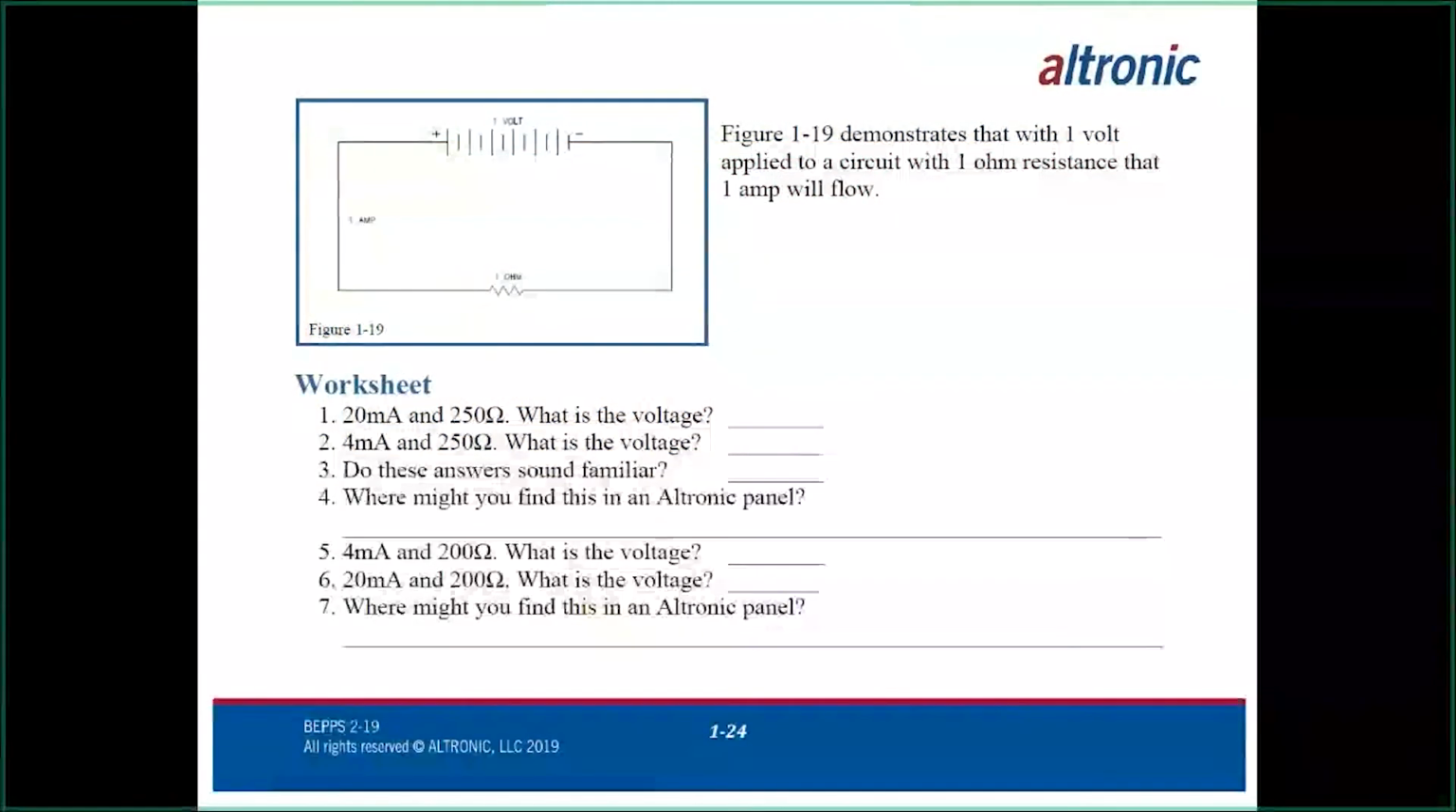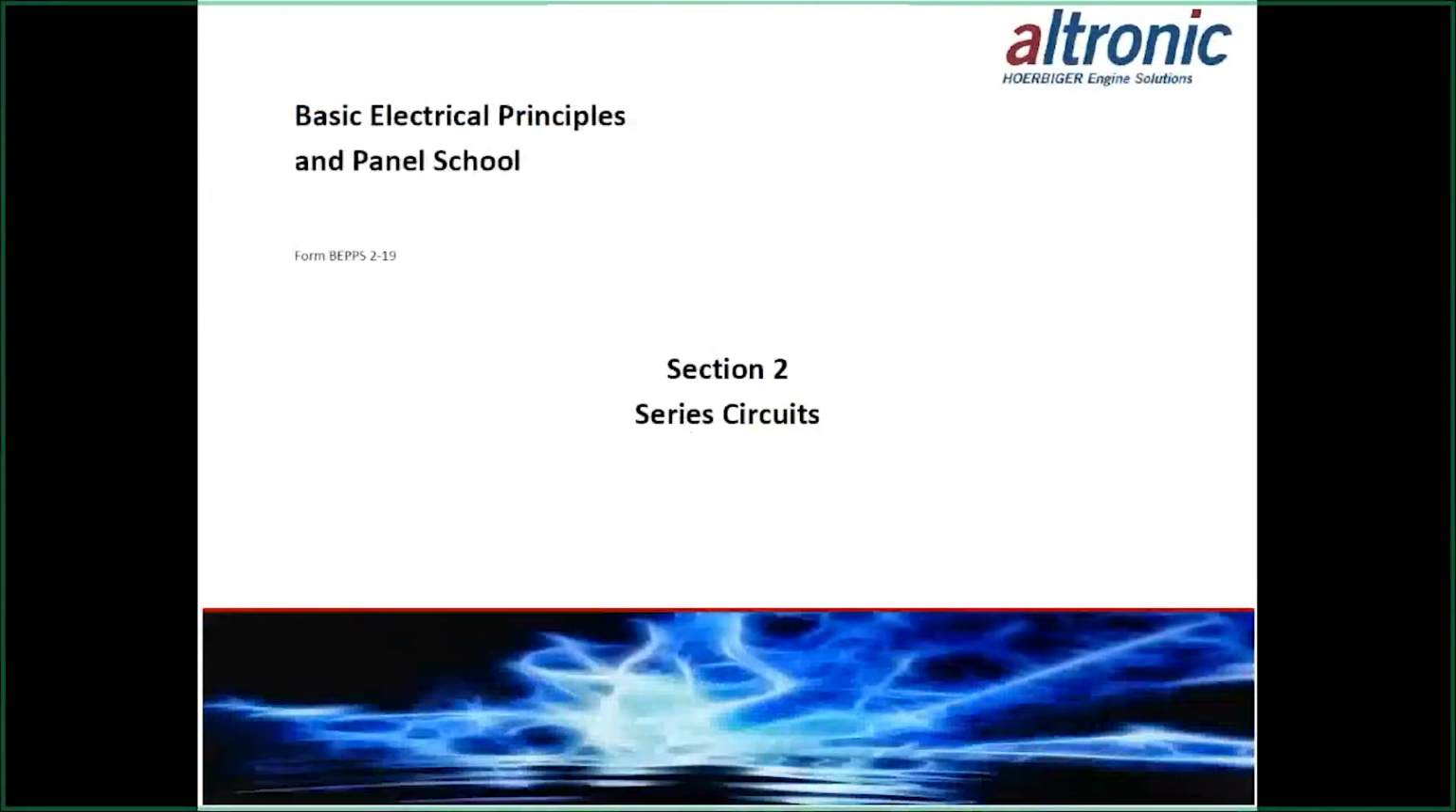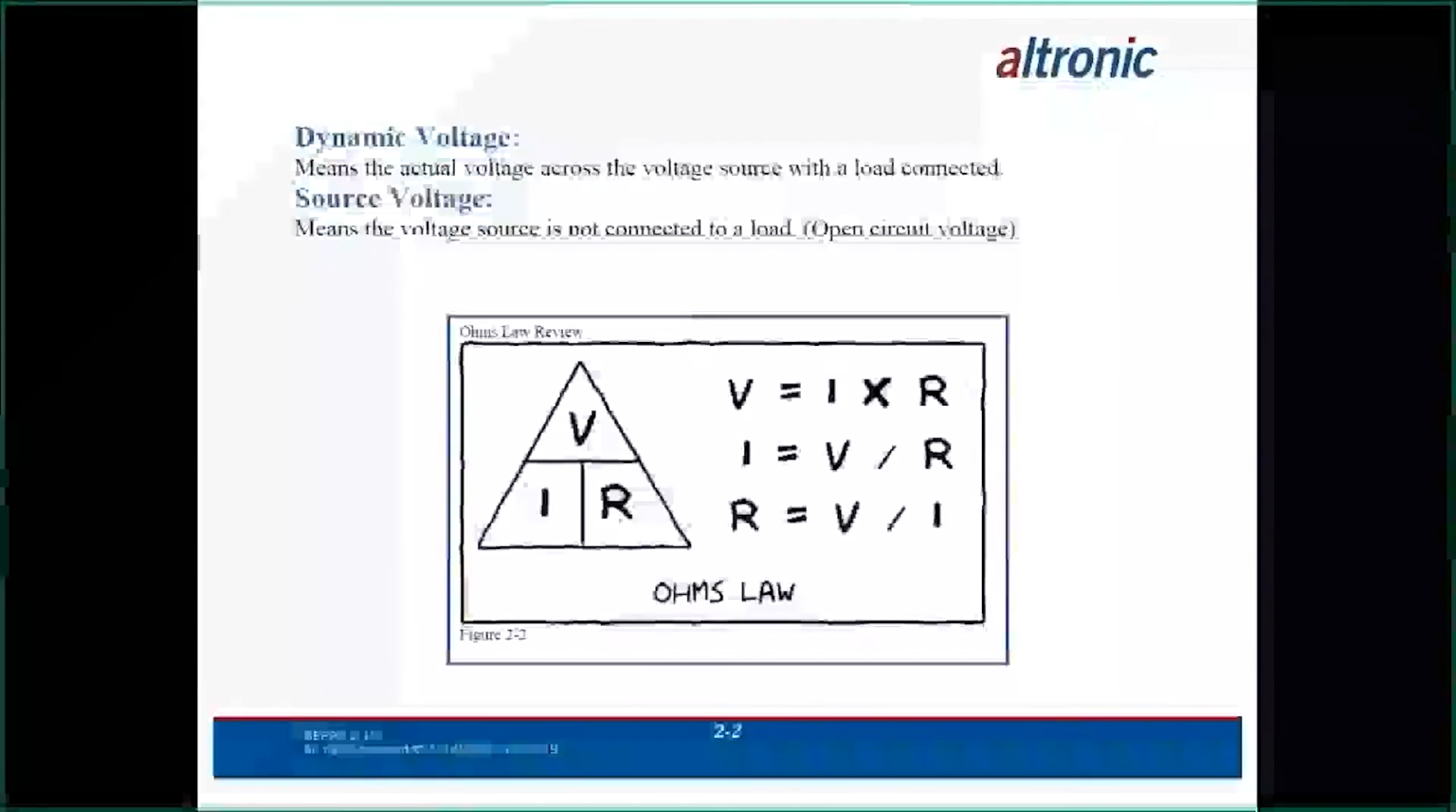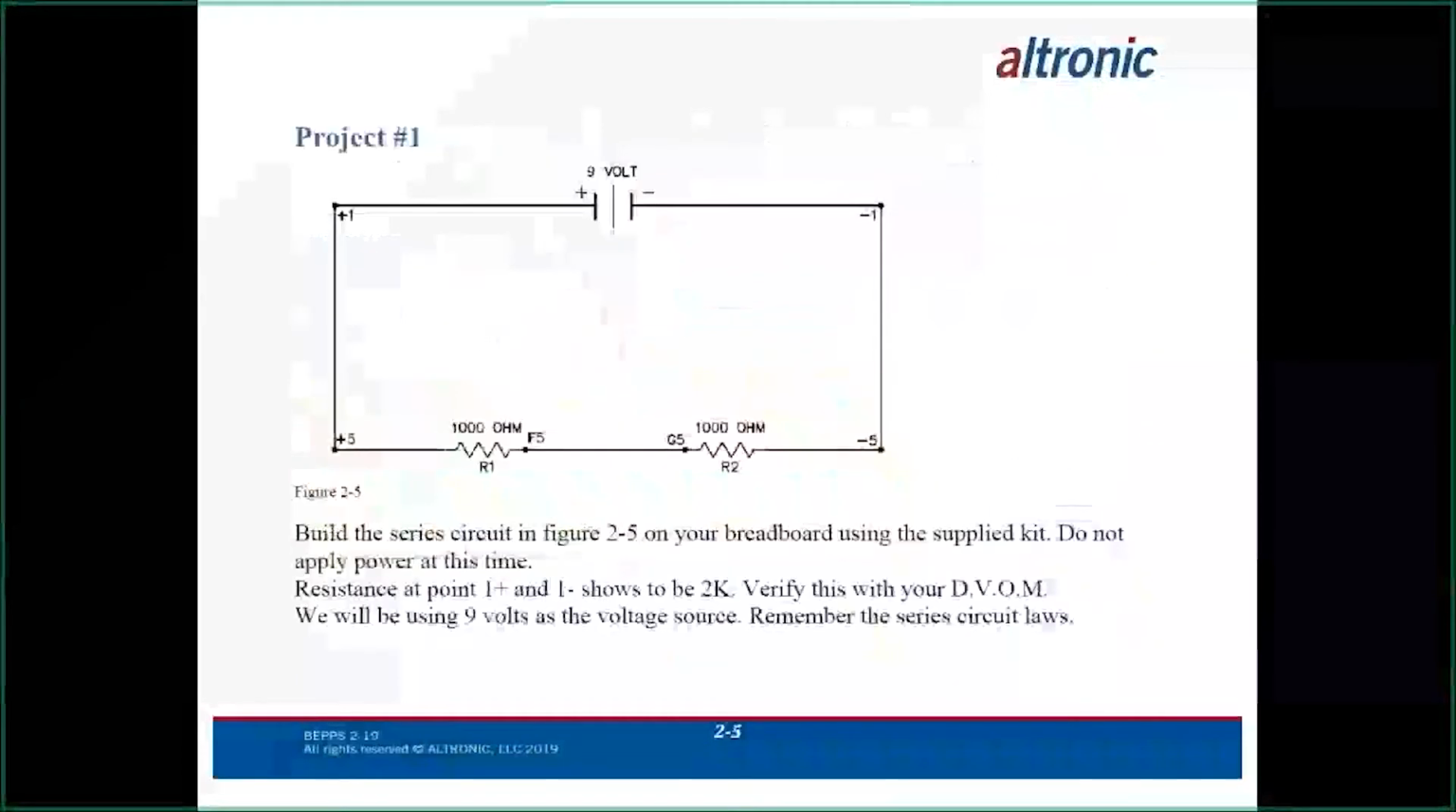So figure 119 demonstrates that 1 volt applied to a circuit with 1 ohm's resistance, 1 amp will flow. And we touched on Ohm's law last week. And for those of you who are new and didn't tune in last week, or just for a refresher course, I'll tell you what I will do. I will back up real quick and give you an example.